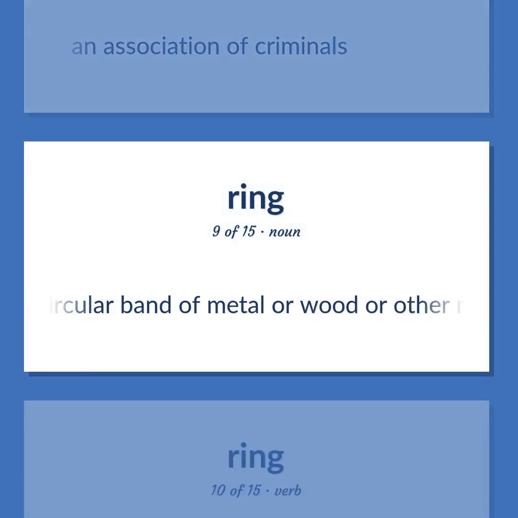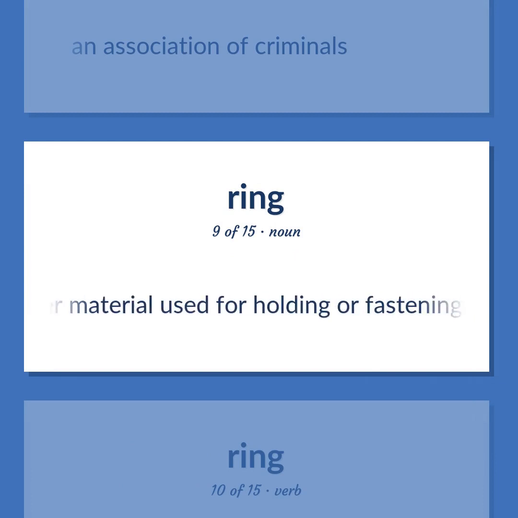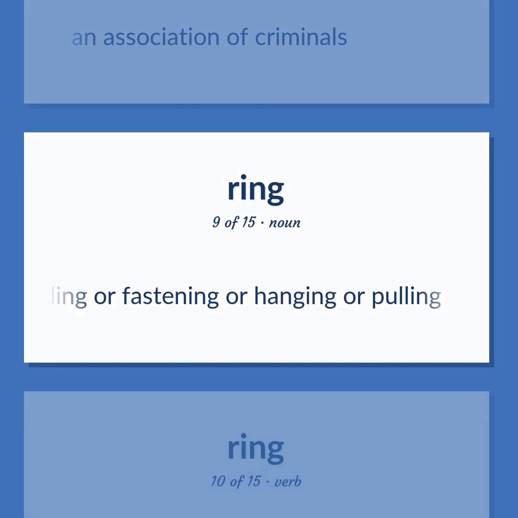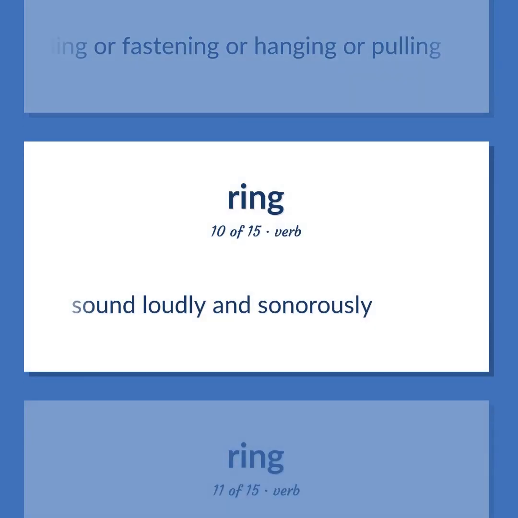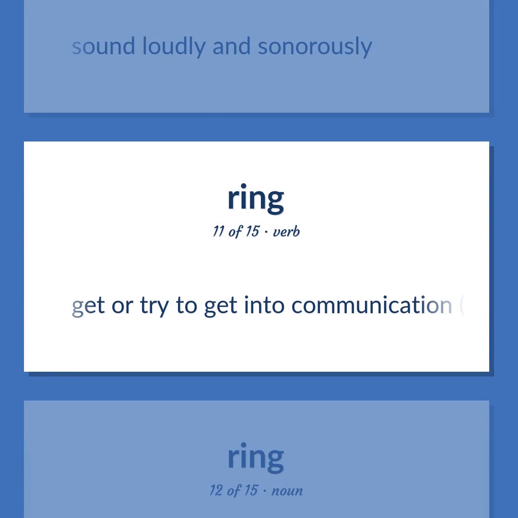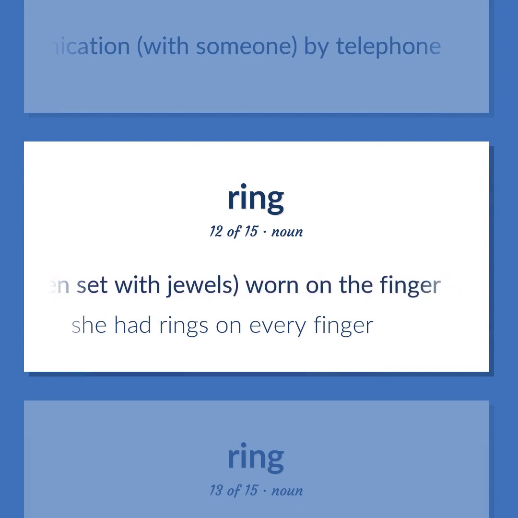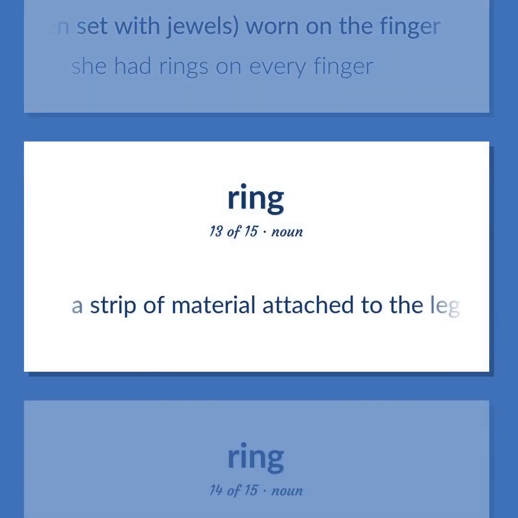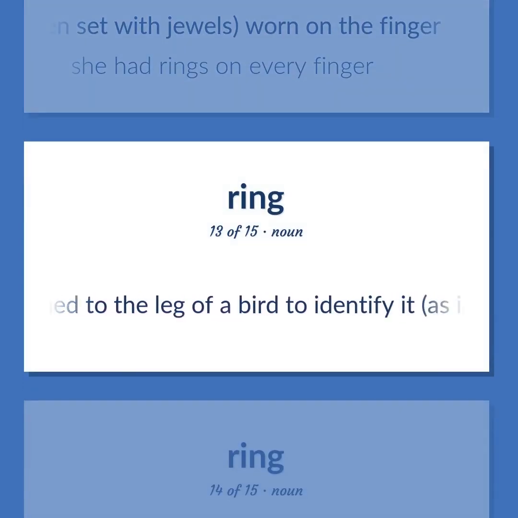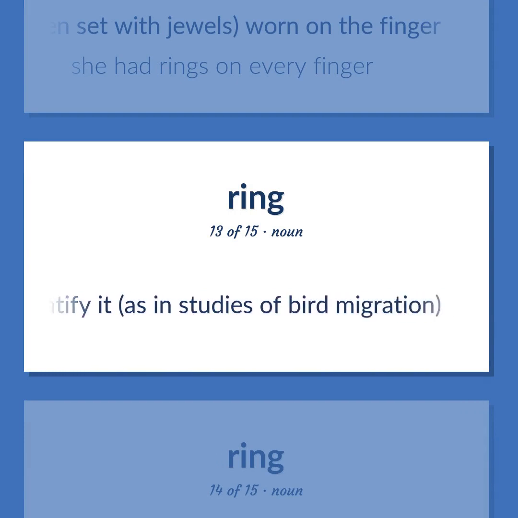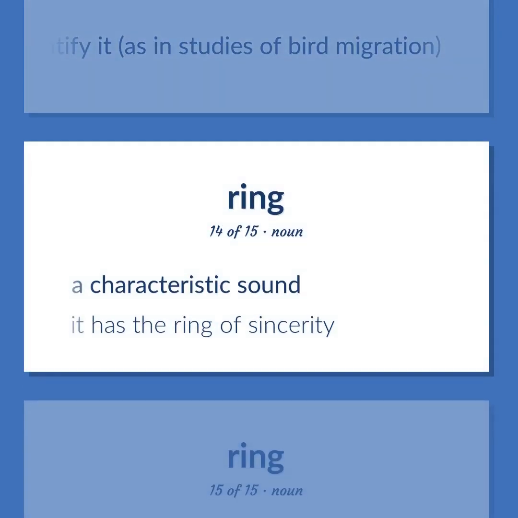A rigid circular band of metal or wood or other material used for holding or fastening or hanging or pulling. Sound loudly and sonorously. Get or try to get into communication with someone by telephone. Jewelry consisting of a circlet of precious metal, often set with jewels, worn on the finger. She had rings on every finger. A strip of material attached to the leg of a bird to identify it, as in studies of bird migration. A characteristic sound. It has the ring of sincerity.